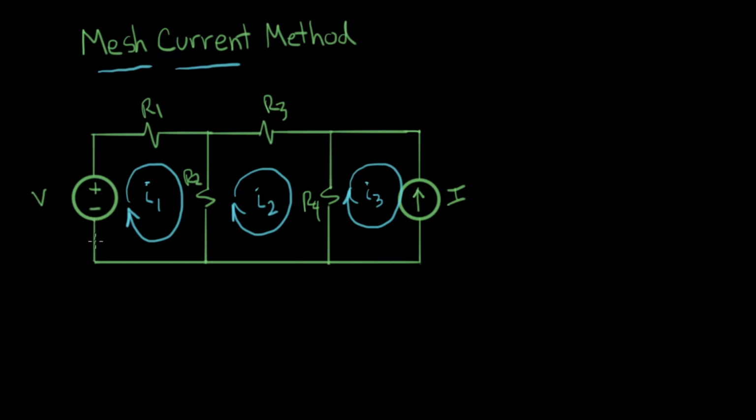It's pretty clear that the current flowing through our voltage source, V, is equal to mesh current I1. And also, when we get up here to R1, mesh current I1 is flowing through R1 in this direction here. What happens when we get to R2? We have one mesh current flowing down through R2 and another mesh current flowing up through R2. How could this make sense?